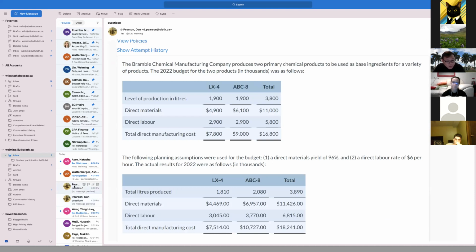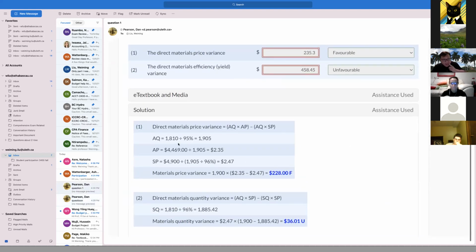Okay, so that's what happened here, right? When you figured out AQ divided by 95, that is the actual rate, 95 is the actual rate. And when you do the SP, the standard price, you are using the standard rate, right? 96% is the standard rate. Does that make sense? Standard rate here, actual rate here.